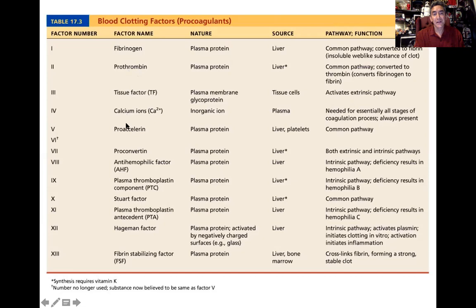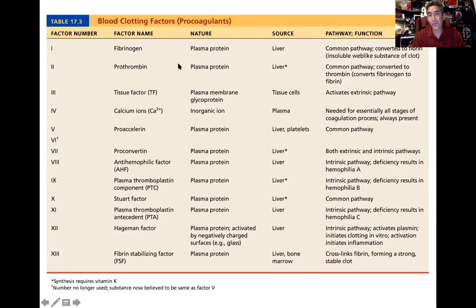And one thing that makes this a little bit confusing, the factors are named in the sequence in which they were discovered. So factor one was found first, so they gave it the first factor. Factor two was this one. Factor three. But that's not the sequence in which they actually work. So the sequence is kind of jumbled up, which makes it a little bit confusing. But again, we're not going to get bogged down in so many details. The take-home message: these factors are actual proteins. They have specific names. They have specific roles in the pathway.